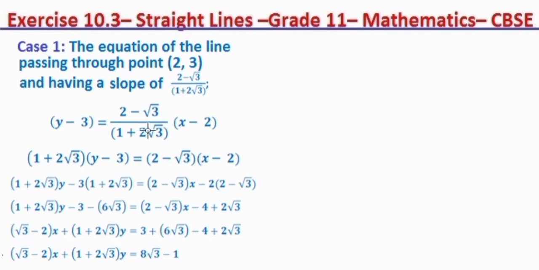That formula we apply, what did we get? (1 plus 2 root 3) times (y minus 3) is equal to (2 minus root 3) times (x minus 2). Here y is multiplying with (1 plus 2 root 3) and then minus 3 multiplied with (1 plus 2 root 3). This side, (2 minus root 3) with x and (2 minus root 3) with minus 2. When you simplify this, we get (root 3 minus 2)x plus (1 plus 2 root 3)y is equal to 8 root 3 minus 1. This is the equation when the slope is (2 minus root 3) by (1 plus 2 root 3). If another slope, then what will happen?